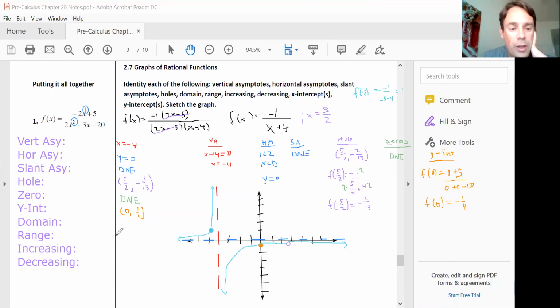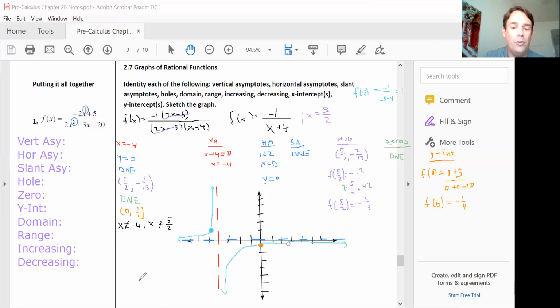So the domain, realize it's going to be all real numbers, except there's 2 values that x can't be equal to. x couldn't be equal to -4, and x couldn't be equal to 5/2. Every other x value works. So by putting what the 2 x values it can't be, I'm telling myself that it can be everything else.